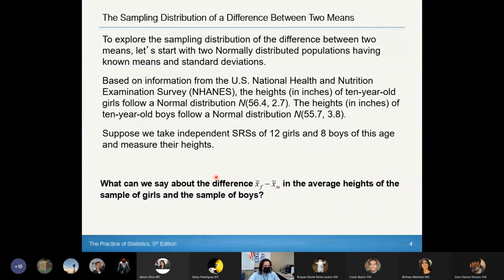What can we say about the difference x bar subscript f minus x bar subscript m in the average heights of the sample of girls and the sample of boys? Now notice they chose different subscripts than 1 and 2. They chose f and m, f for female, m for male. So again, it allows them to identify which variable goes with which population.